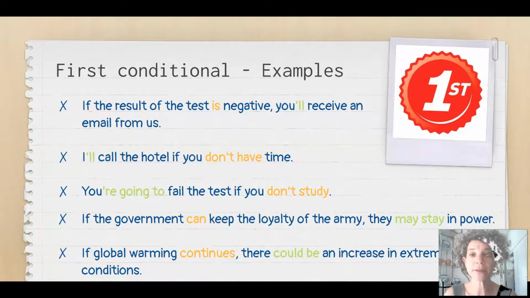You're going to fail the test if you don't study. It's not sure that you'll fail the test, but it's possible. If the government can keep the loyalty of the army, they may stay in power. And last but not least, if global warming continues, there could be an increase in extreme weather conditions. Let's look at the rules.